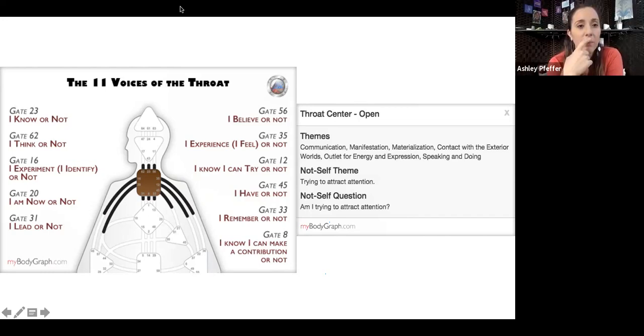And I think the biggest thing when you start diving into the gates for you is to understand there are different frequencies of the energy that runs through these channels and these gates. So I love how Richard Rudd breaks it down in the Gene Keys, the different frequencies, right? So let's just look at 23. So this is about knowing or not.